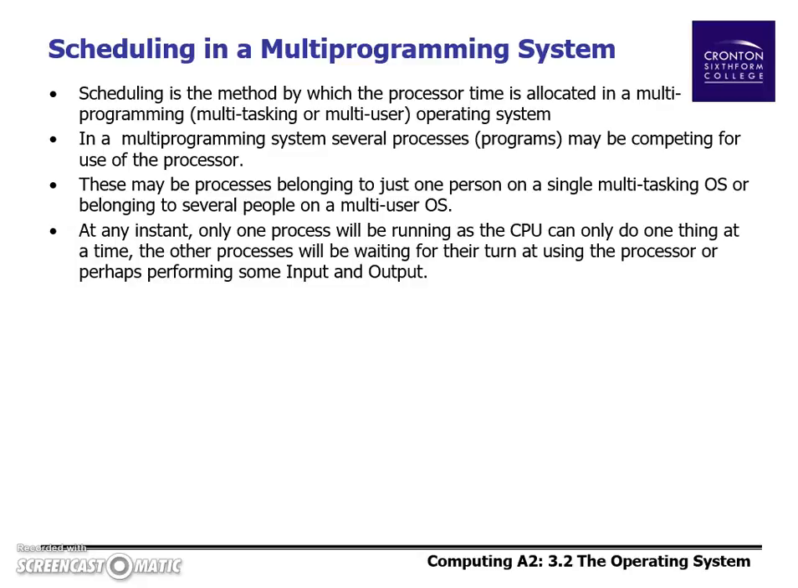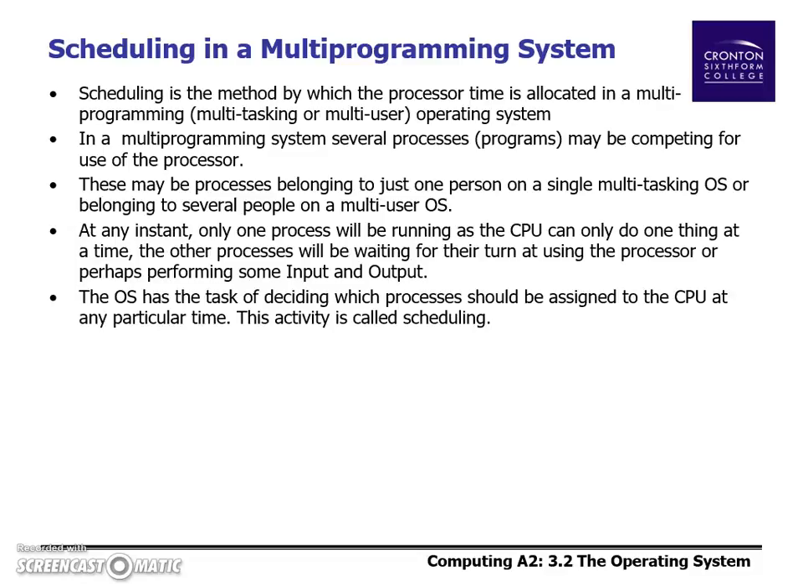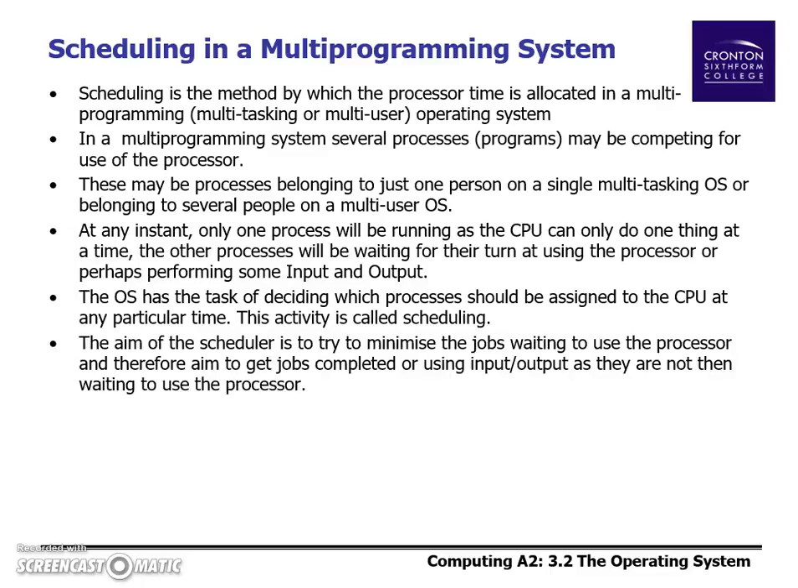At any instant, only one process will be running as the CPU can only do one thing at a time. The other processes will be waiting for their turn using the processor or performing some form of input and output. The operating system has the task of deciding which processes should be assigned to the CPU at any particular time, and this is called scheduling. The aim of the scheduler is to try and minimize the jobs waiting to use the processor, and therefore aim to get the jobs completed or using input and output as they are not then waiting to use the processor.